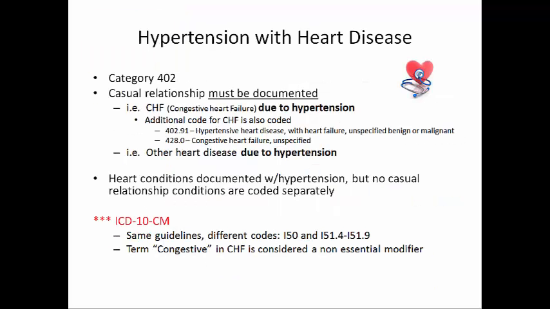Hypertension with heart disease is coded to category 402. In ICD-9-CM there must be a causal relationship documented in order to code from this category. So an example would be CHF due to hypertension. If you had both these conditions, CHF and hypertension, or another heart disease and hypertension documented in the medical record, you would need to see if the physician links those two, like a "due to", to show that there's a relationship. If there is nothing that links those two diagnoses together, then the coder would just code them separately and would not code from category 402.